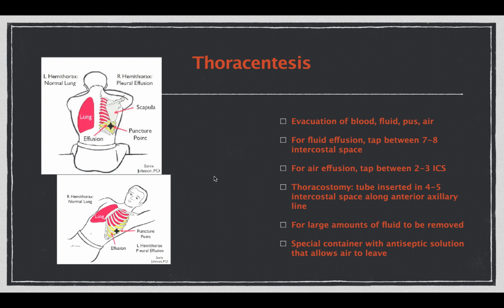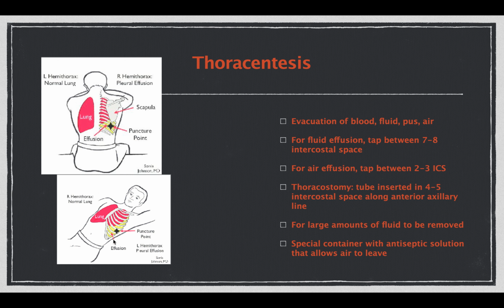And for fluid effusion, you tap between the 7th and 8th intercostal space. Remember that you have to insert the needle at a 45-degree angle right above the superior aspect of the rib, so right above the 8th rib. And this is to avoid damaging the intercostal nerves. And then for an air effusion, you tap between the 2nd and the 3rd intercostal space.